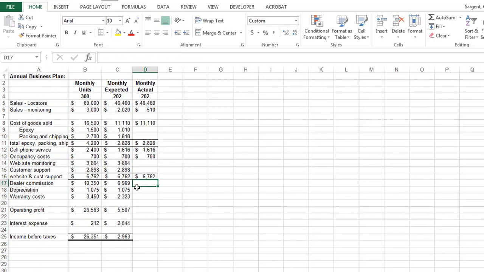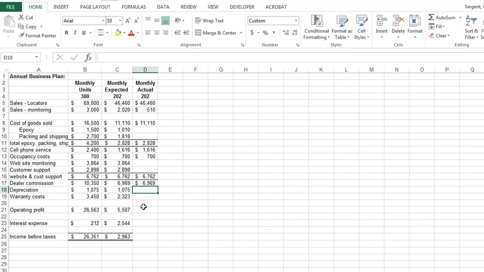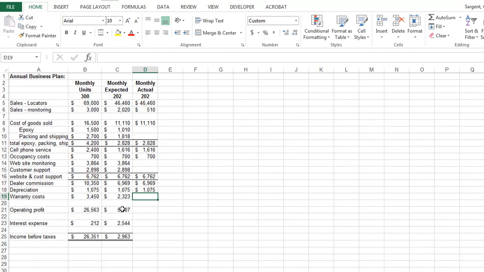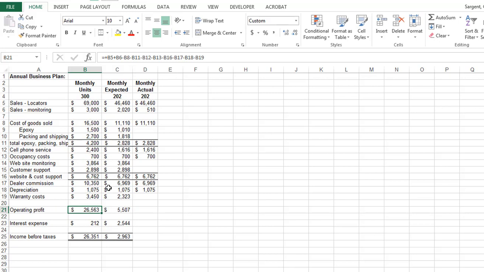Okay. Dealer commission, that times the 15%. There was no change to the depreciation. Was there any warranty? Didn't pay any warranty costs? I don't see any. Okay. And let's fix this formula, because now we have the subtotals here. So, all right.